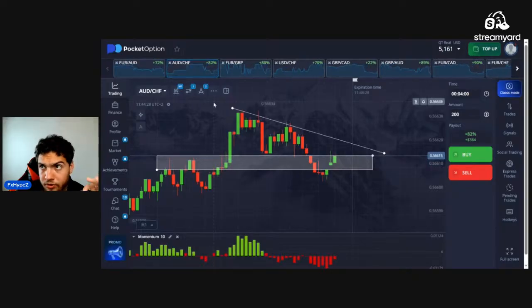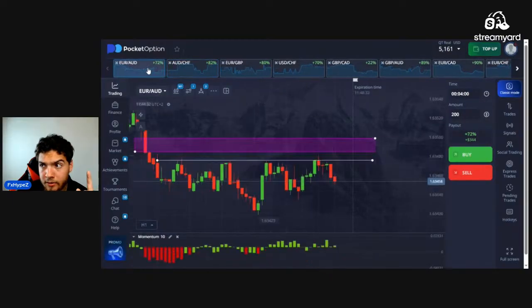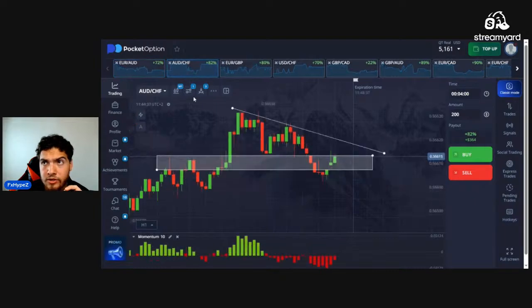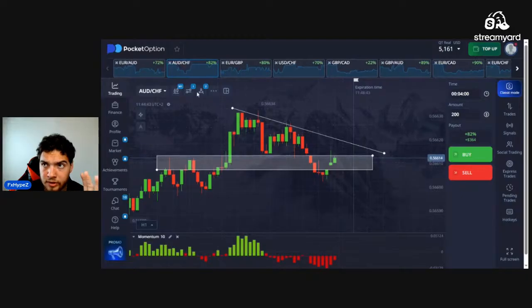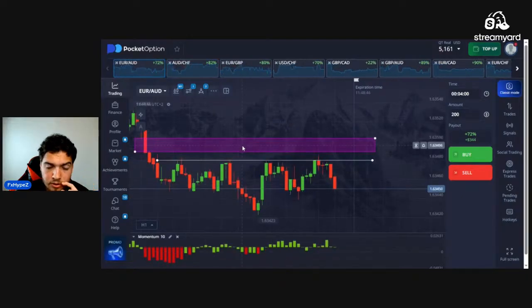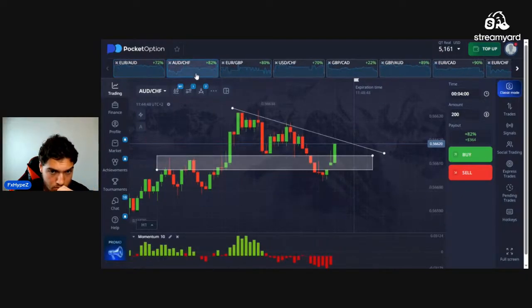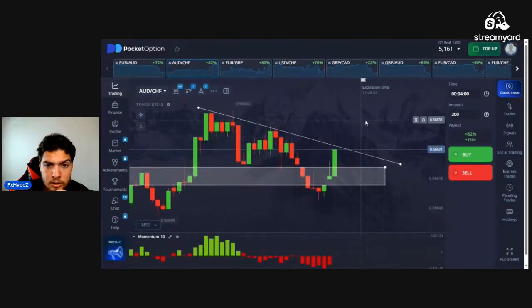Look, either AUD CHF is going to play out or Euro AUD is going to play out. The reason why I say this is because if AUD CHF drops, Euro AUD will go up. If AUD CHF pushes up, Euro AUD will drop. See what I'm saying? There we go.